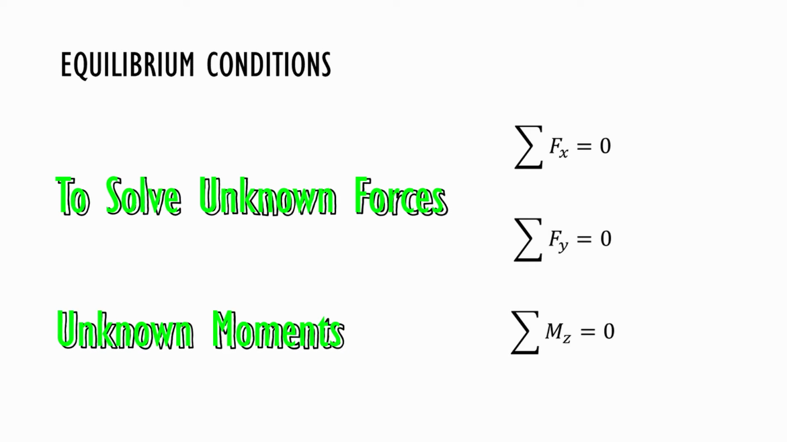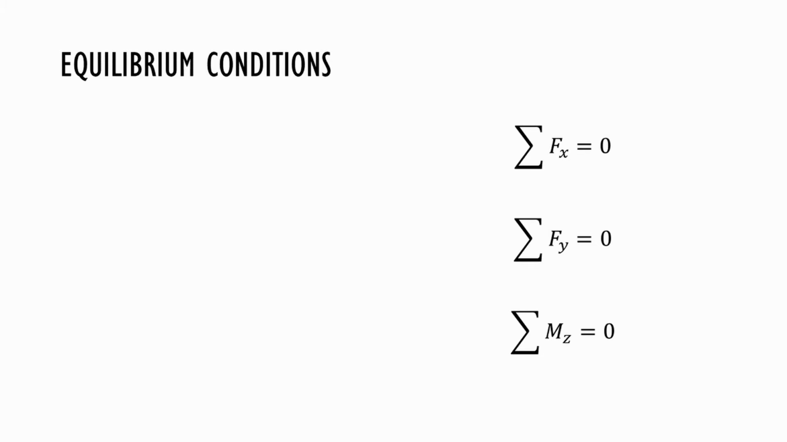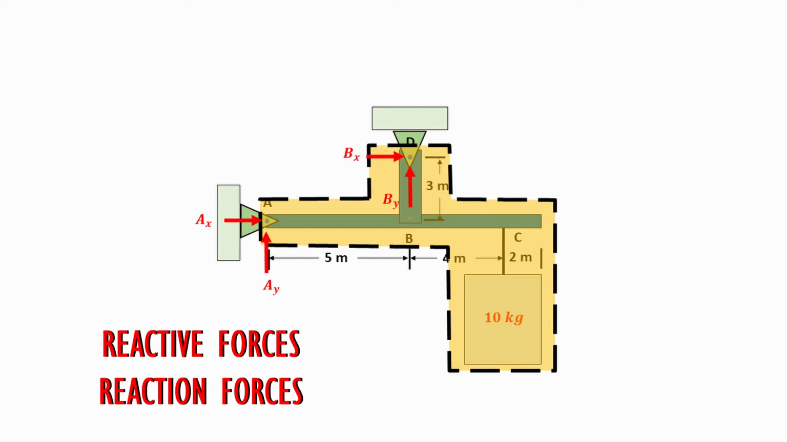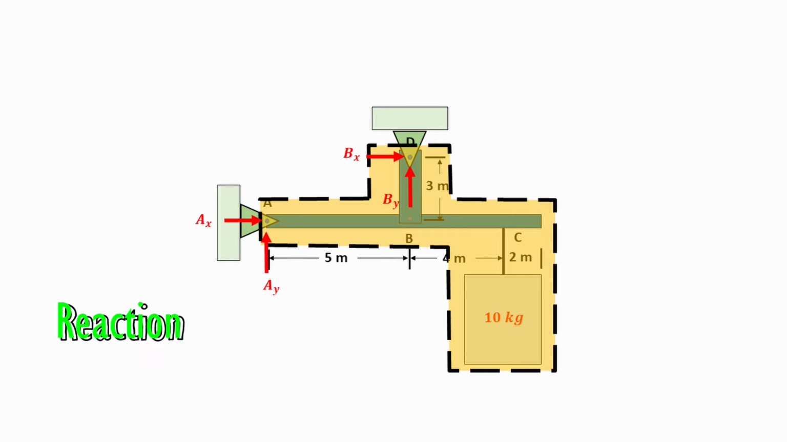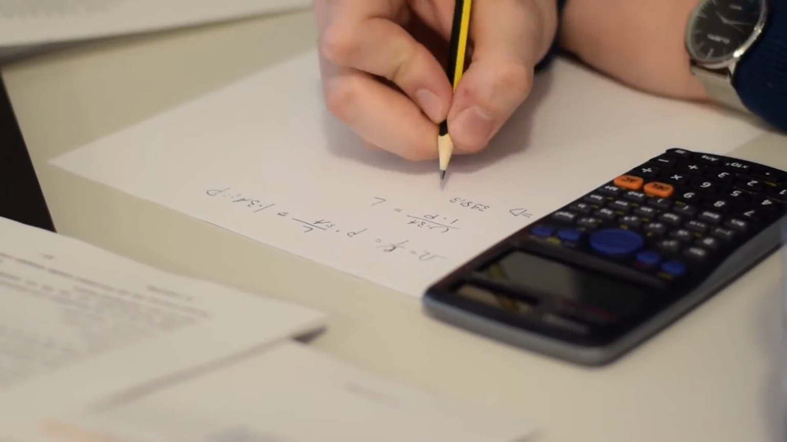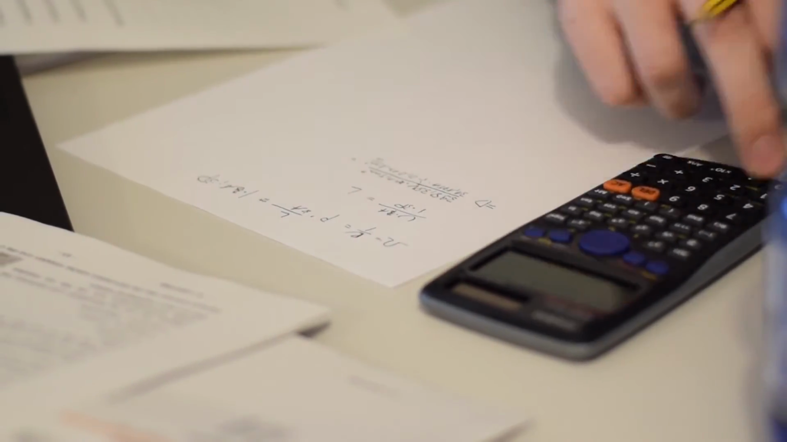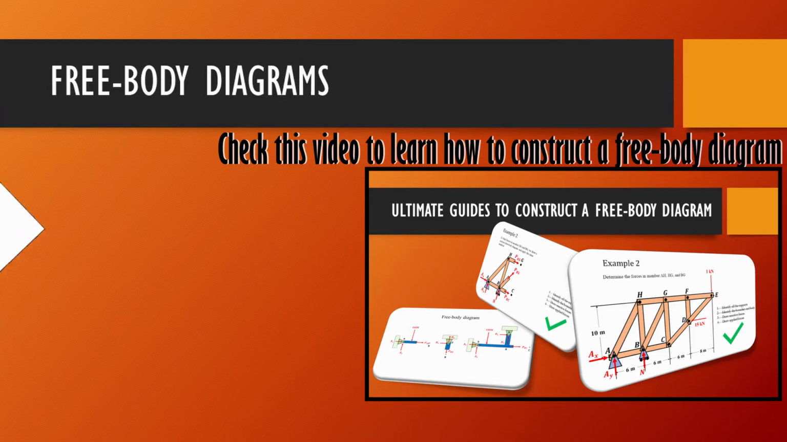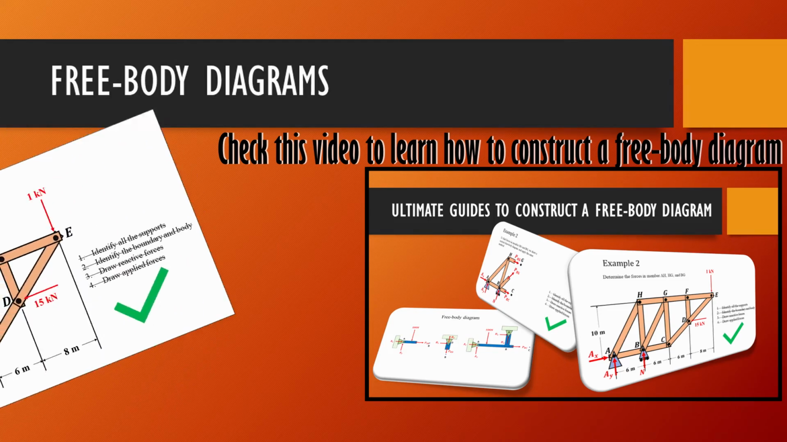Pretty much 99% of the time, you shall first solve unknown forces at the supports by using equilibrium conditions. We usually call forces at the support reactive forces or reaction forces. I'll use the term reaction forces in this video. Once the reaction forces are determined, you then solve the rest of the unknown forces or moments by using equilibrium conditions. Remember, you must draw a free body diagram before you can use the equilibrium conditions.